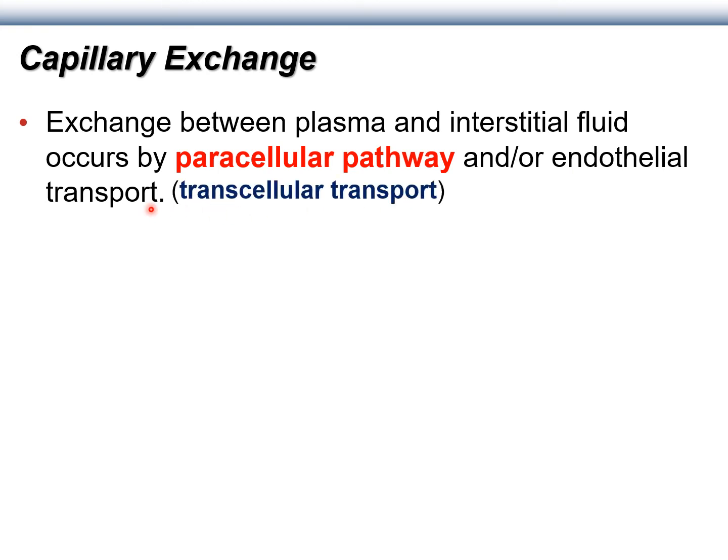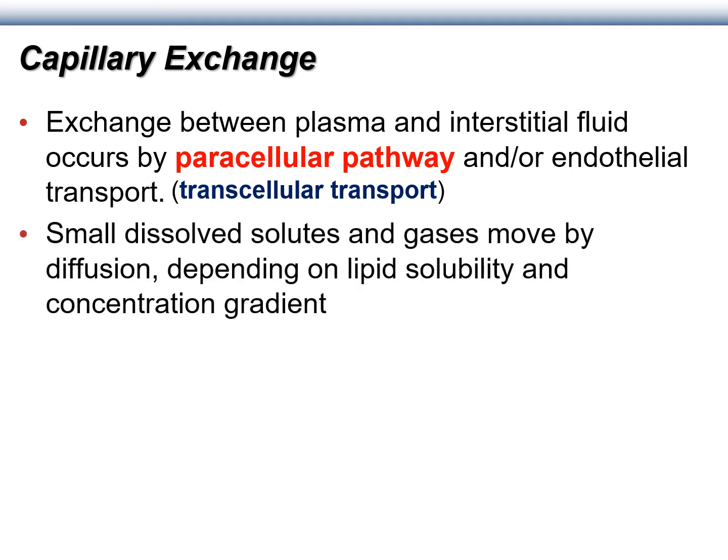That transcellular transport is what we would refer to as endothelial. It's moving through the cells. You see a lot of that in the blood-brain barrier. When we're talking about small molecules, they diffuse the most easily. Or if they're very lipid soluble, they'll diffuse the most easily. So oxygen and carbon dioxide can readily move through paracellular or transcellular routes.